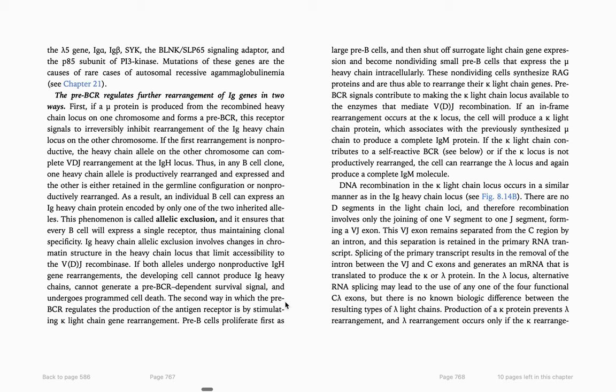The second way in which pre-B cells regulate the production of the antigen receptor is by stimulating kappa light chain gene rearrangement.